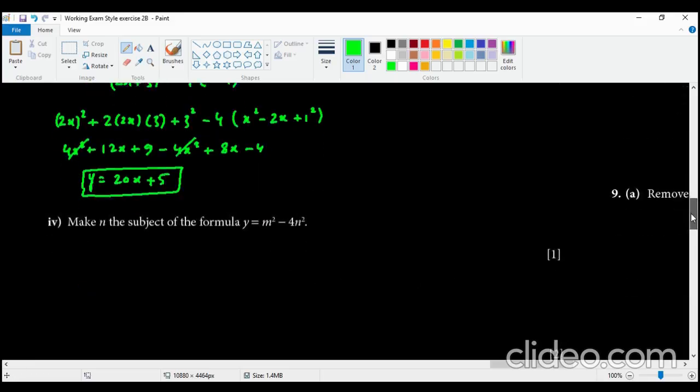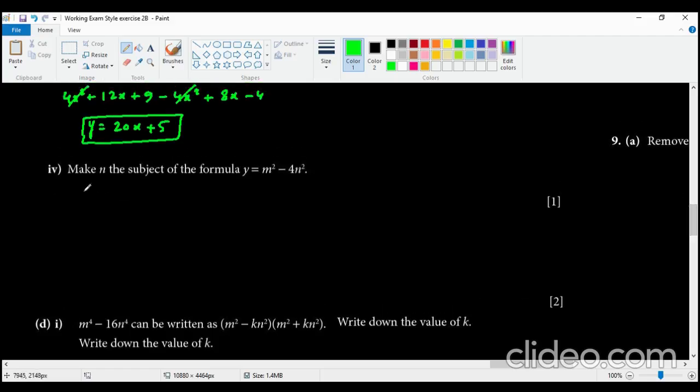Now in here we need to make n the subject. So what I will do is bring negative 4n square onto this side, and take m square minus y on the other side, and n square is equal to m square minus y over 4. And n is going to be the square root of m square minus y over 4, and this is the answer for part 4.